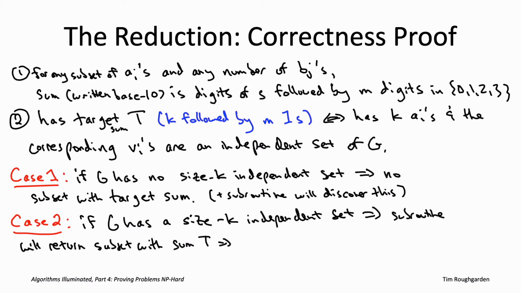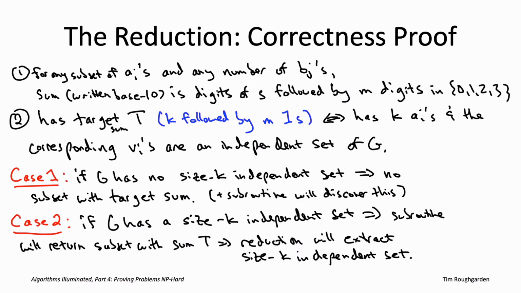With our subset sum subroutine, it will return to us some subset of that form. And as we saw from our basic observations, once we're given a subset with a target sum, we can extract from it a size k independent set. So in the very first iteration where a size k independent set exists in G, this reduction will indeed find it and return it. So that completes the correctness of this reduction.